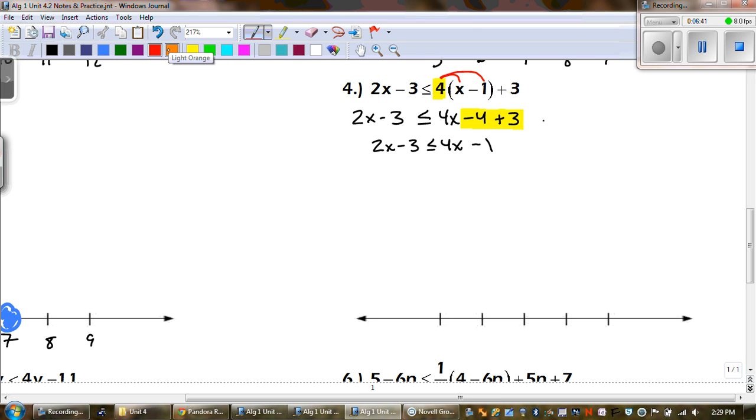Okay, so we have variables on both sides. Which one is smaller? Well, the 2x is, so I'm going to move the 2x to the other side, so we have to subtract that. And we get negative 3 is less than or equal to 2x minus 1. And now just keep solving. We have to add 1 to both sides. Negative 3 plus 1 is negative 2. And now to get rid of the 2, we have to divide both sides, and negative 2 divided by 2 is negative 1 is less than or equal to x.